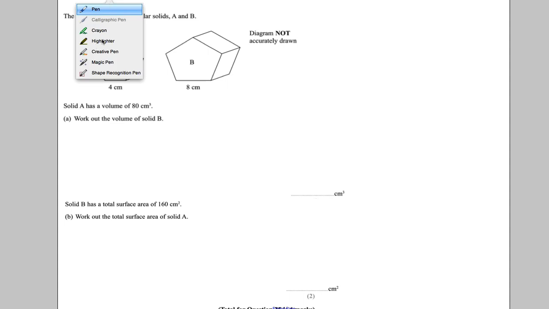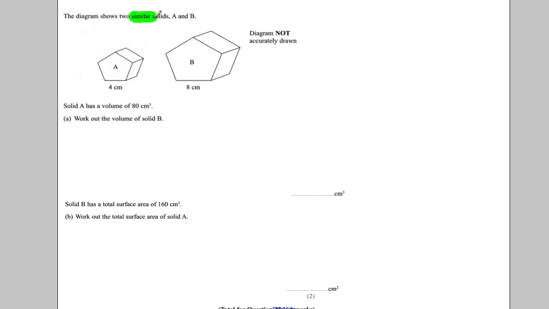Okay, again, we are told that we've got two similar solids. We've got solid A and we've got solid B. It says solid A has a volume of 80 centimeters cubed. Work out the volume of solid B. We know a length in solid A is 4, and the length of solid B is 8.